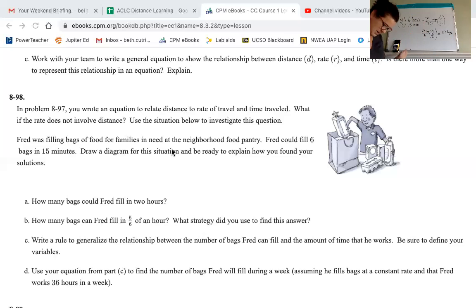Is that right? Let's check. Yes, it is right. Thank God. Okay, moving on to C.